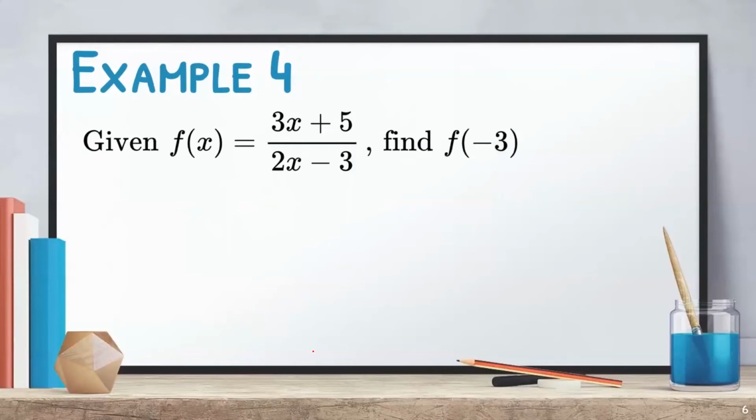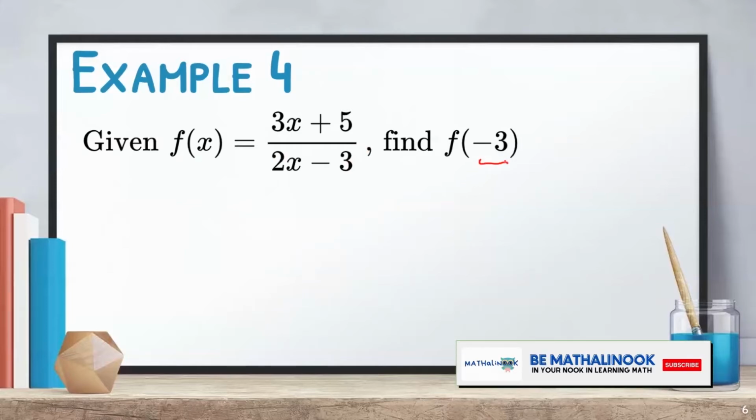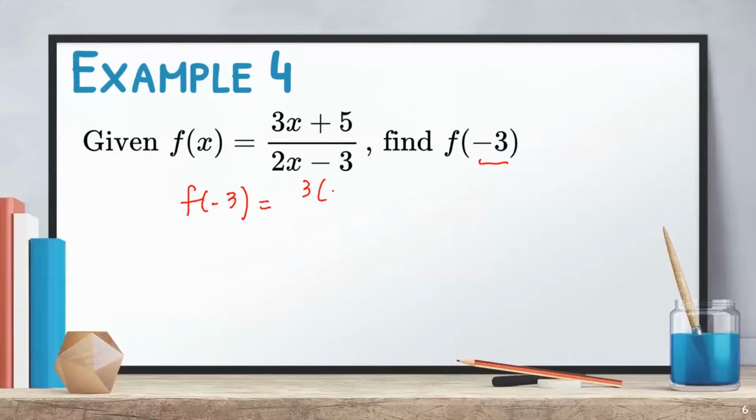For this last example, f of x equals 3x plus 5 all over 2x minus 3. Find f of negative 3. Substitute negative 3 into the function. That is, f of negative 3 equals 3 times negative 3 plus 5 all over 2 times negative 3 minus 3.